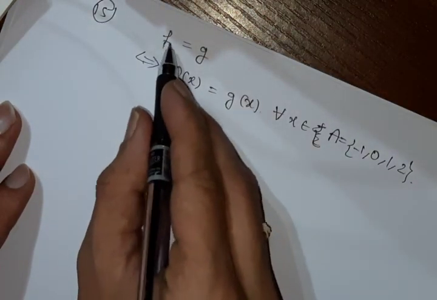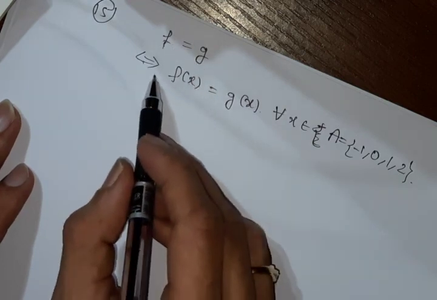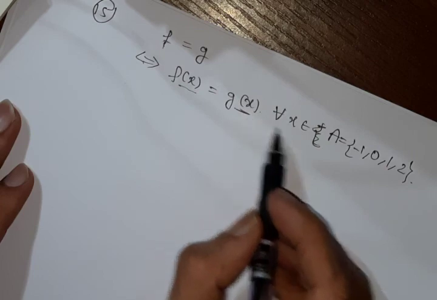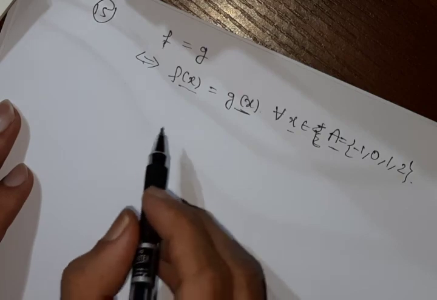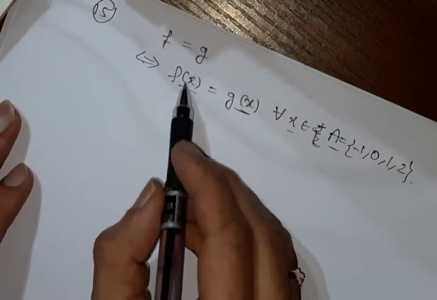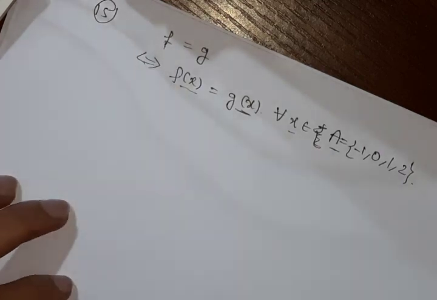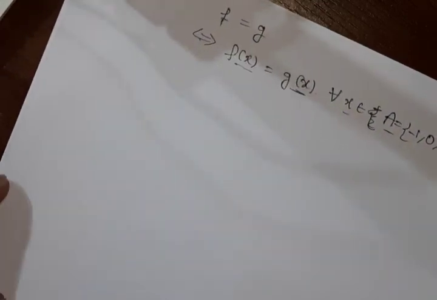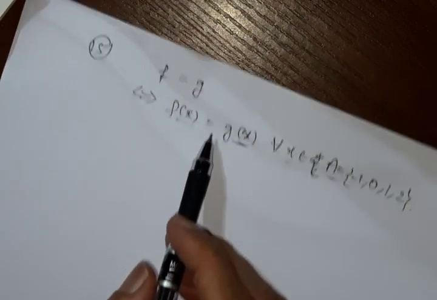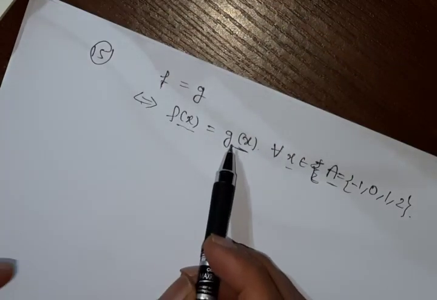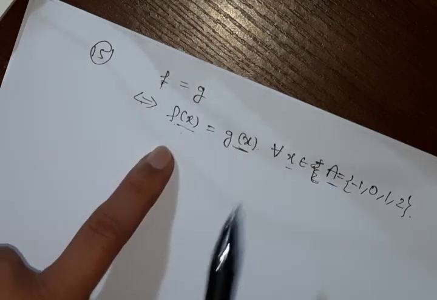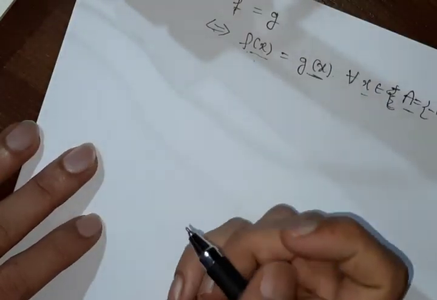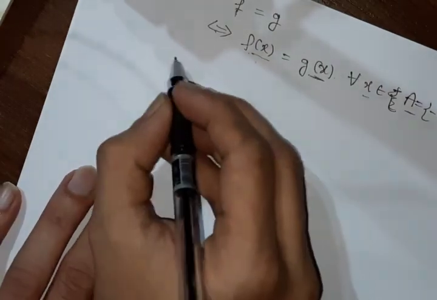So f is equal to g if and only if f(x) is equal to g(x) for all x belonging to the domain of both the functions, that is A. So for all the values you should get the values of the two functions as equal. Then we can say that the two functions are equal. If you find even one value for which f of that value is not equal to g of that value, then the two functions won't be equal. So let us first check the values of the functions at each point.